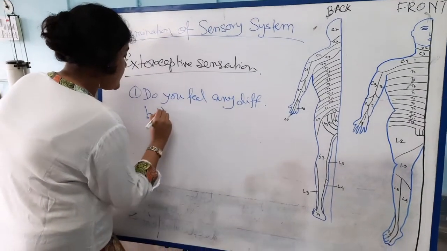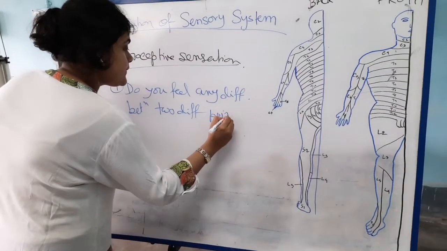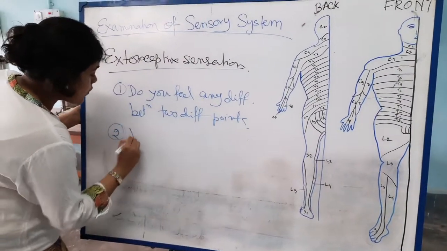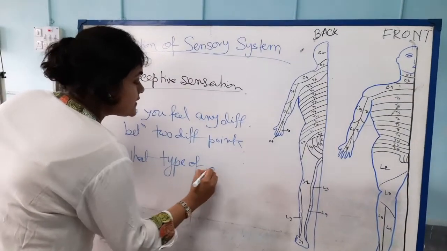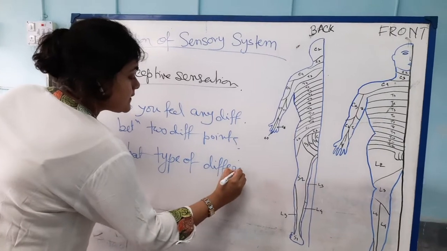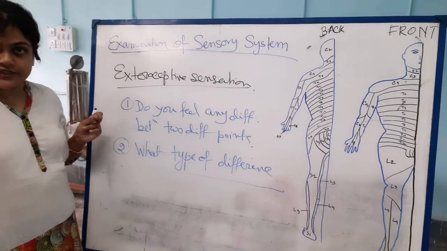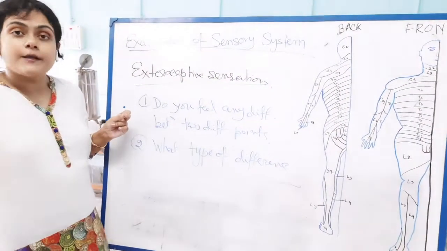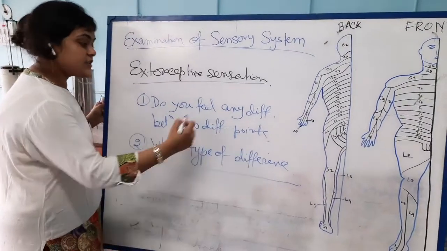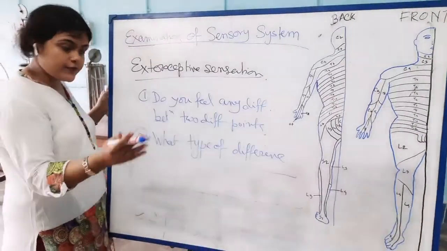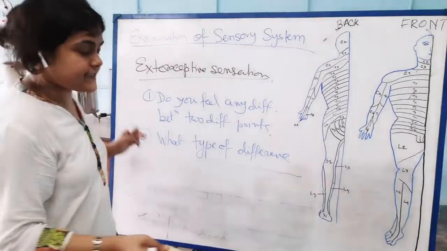between two different points? If yes, what kind of difference? What type of difference is it? Don't ask any leading question like, is it sharp? Is it sharper than the previous stimulus? No, not any leading question. Just ask in the general way: do you feel any difference between two different points? If yes, what type of difference? So this is the question of the detailed examination.